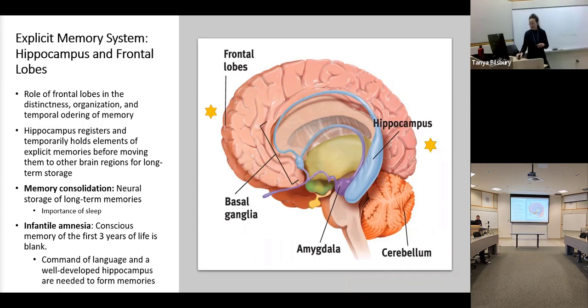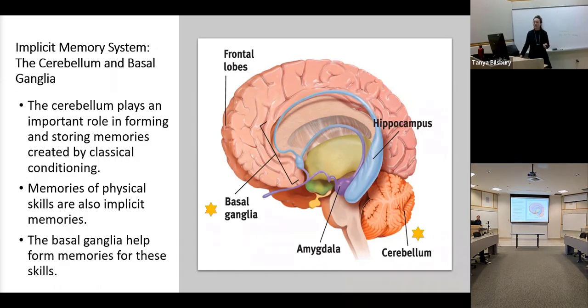The hippocampi, you have two of them, one on either side, are not fully developed at birth. And so you do not have any memories of being a baby. If you have any memories of being a baby, those are false memories. Your earliest memory is probably around age 3. And that's because the hippocampi need time to develop.